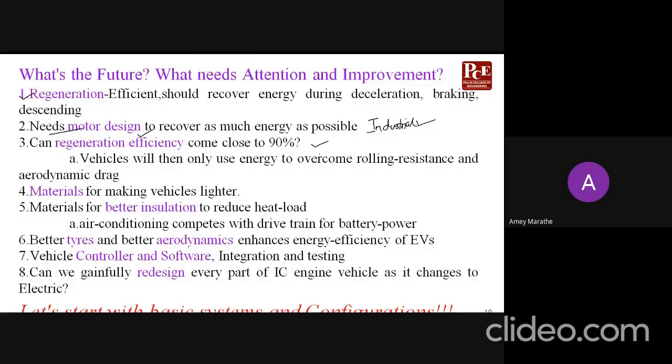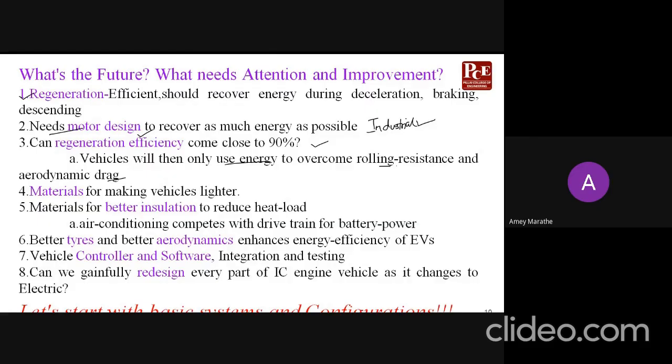If this happens, then your vehicle will only use the energy to overcome rolling resistance and aerodynamic drag. So I'm sure you are aware of these two terms. So if regeneration is 90%, now when I say regeneration is 90%, I'm basically talking about all the energy which I'm using out of the EV, I'm putting it back. Only 10% loss. So it means your vehicle will only use energy to overcome the rolling resistance and aerodynamic drag. It means only to move forward. That is the energy your vehicle will use.